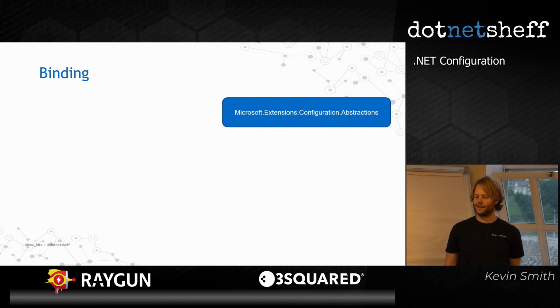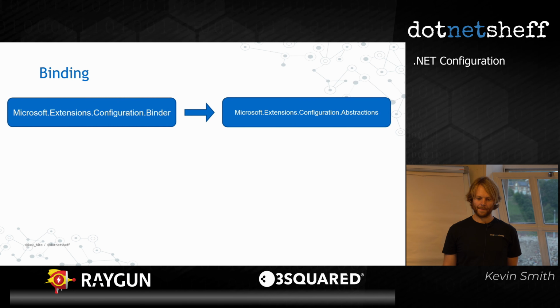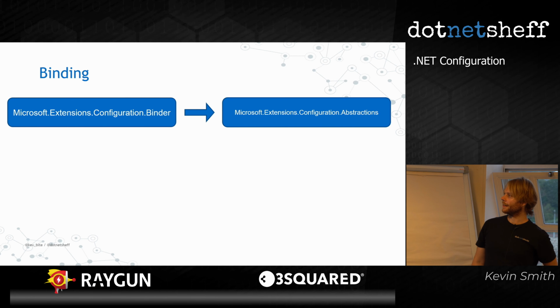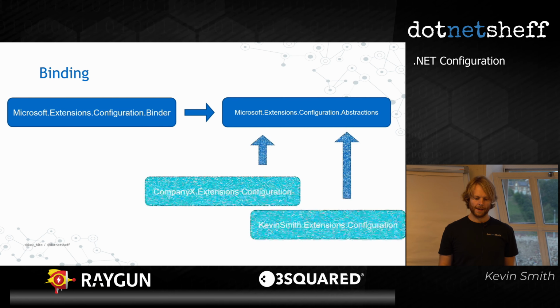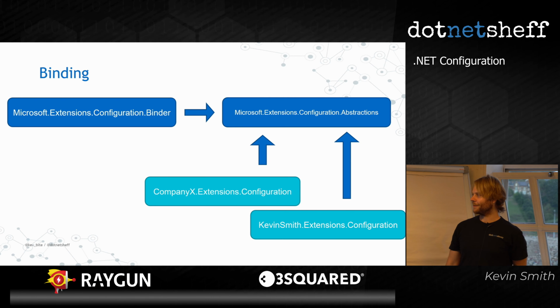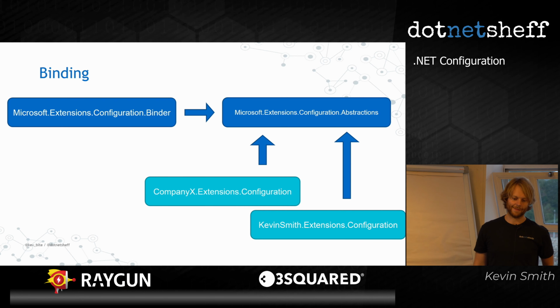And the binding stuff is all part of another Microsoft abstraction. The binding stuff is actually built around the Microsoft extensions configuration abstractions. So that means if you did build your own configuration library, which implemented the Microsoft abstractions, all this binding functionality would work with your configuration provider. If your company were wasting time and built their own, they could use this library of Microsoft as well.